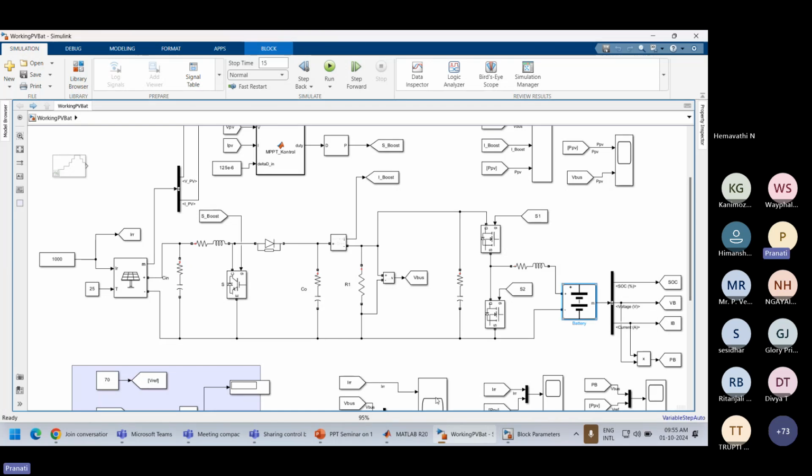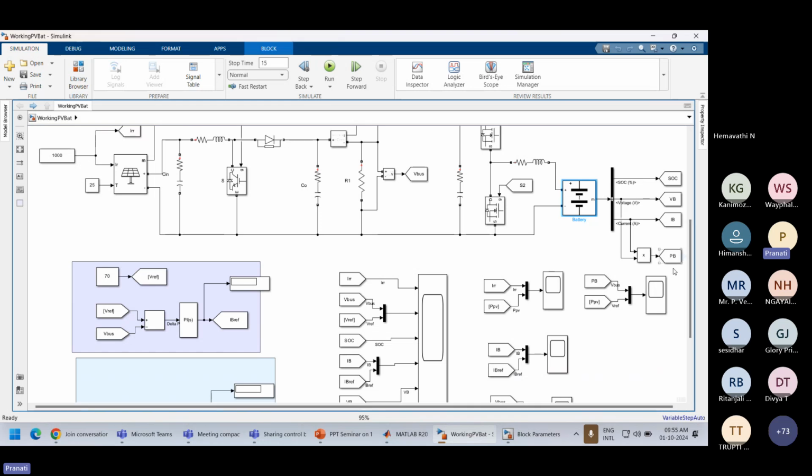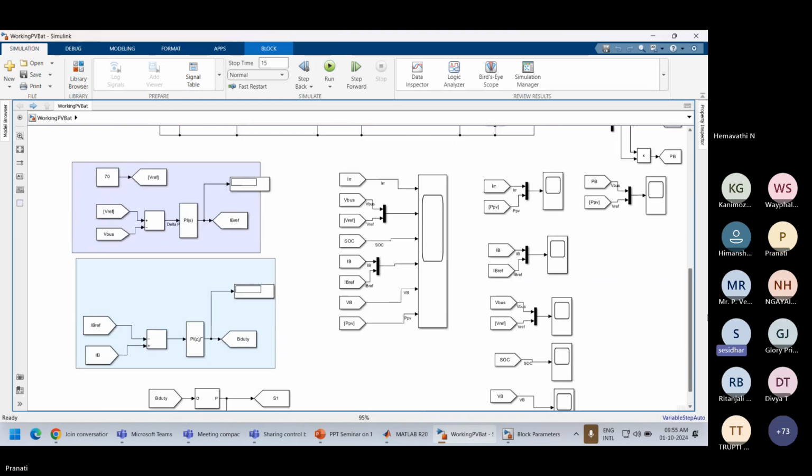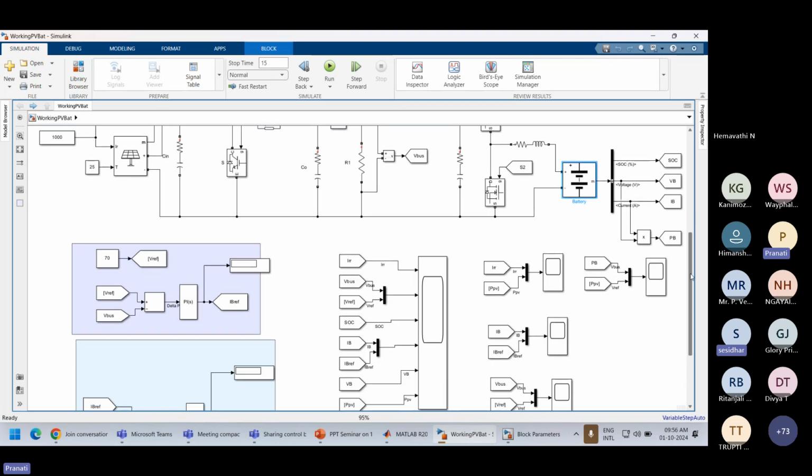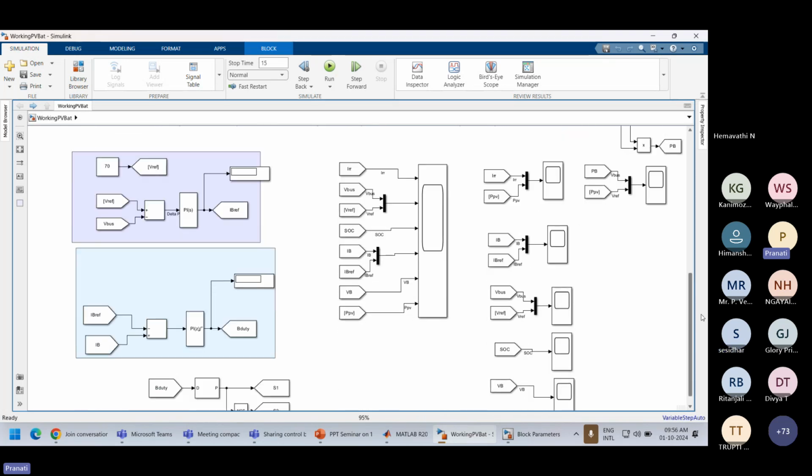Then this is a selector which gives you the SOC value, state of charge. VB represents the battery voltage, IB represents the battery current. Now, when this VB and IB are multiplied, it produces the battery power. So we have to see that battery power and the PV power at any point of time matches with the load demand.